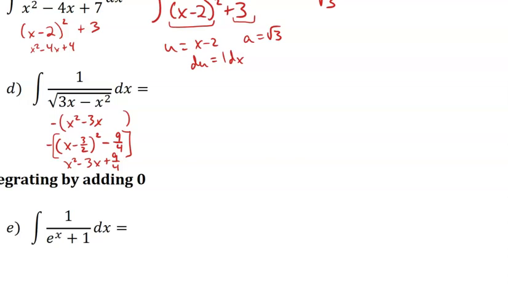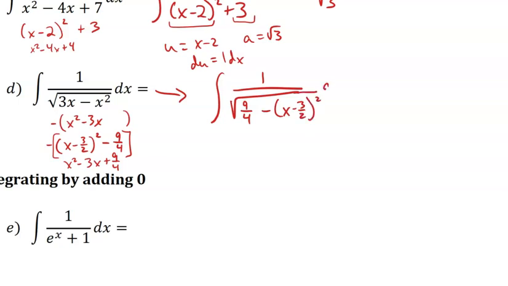Now, the constant is the positive part, and based on my antiderivative formulas, that needs to come first, and then I'll be looking for a sine inverse as opposed to a secant inverse. So this becomes the integral of 1 over root, okay, so I have 9 over 4 as the positive part, and then minus the quantity x minus 3 halves squared, and then dx. I can always expand this back, multiply it, and see if I get what I started with.